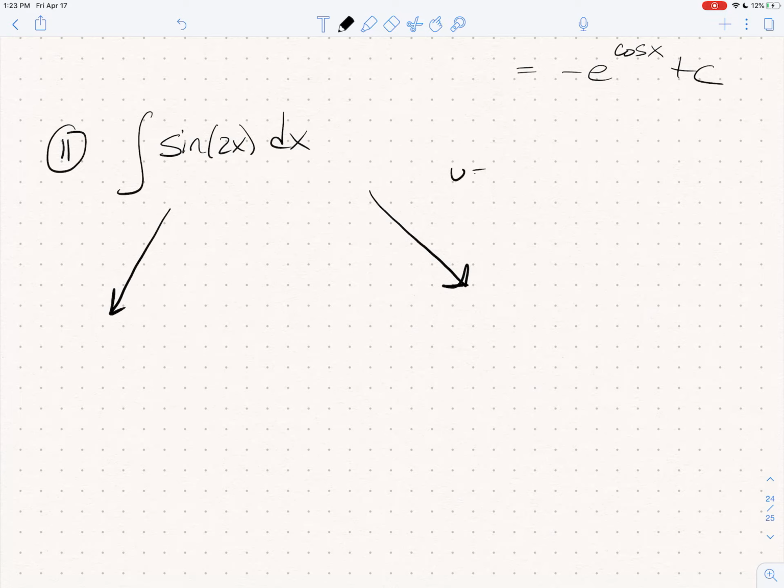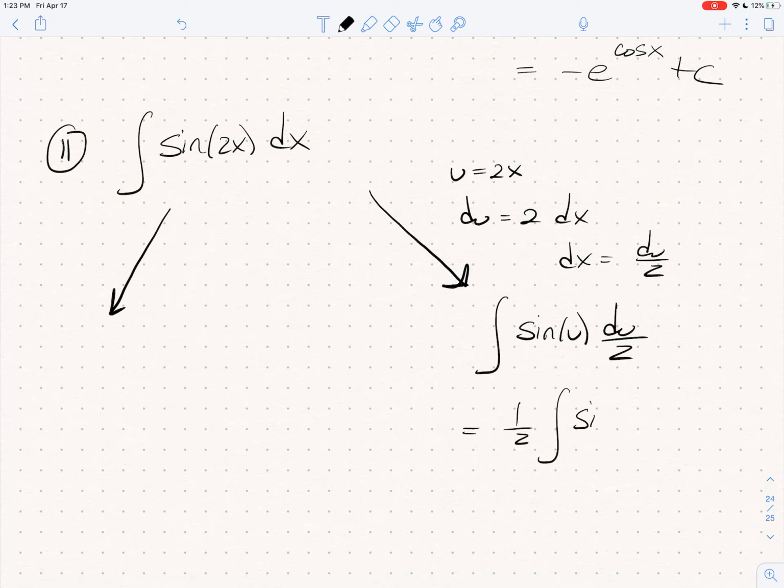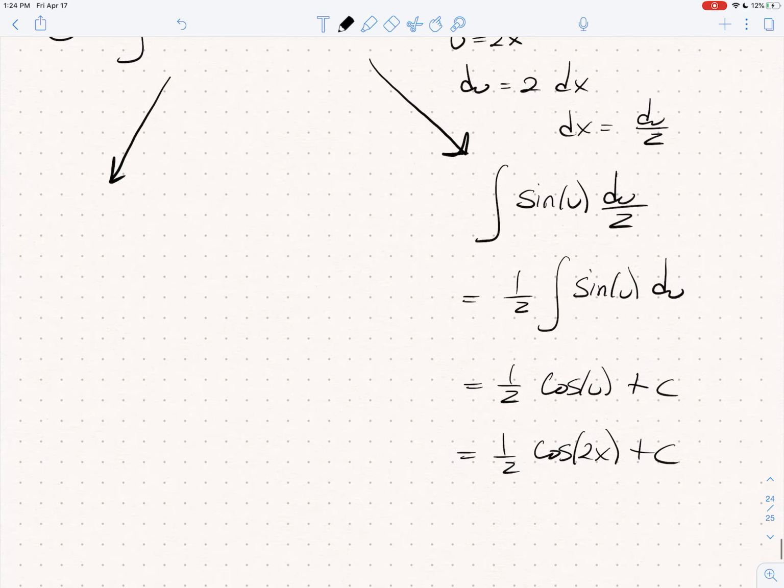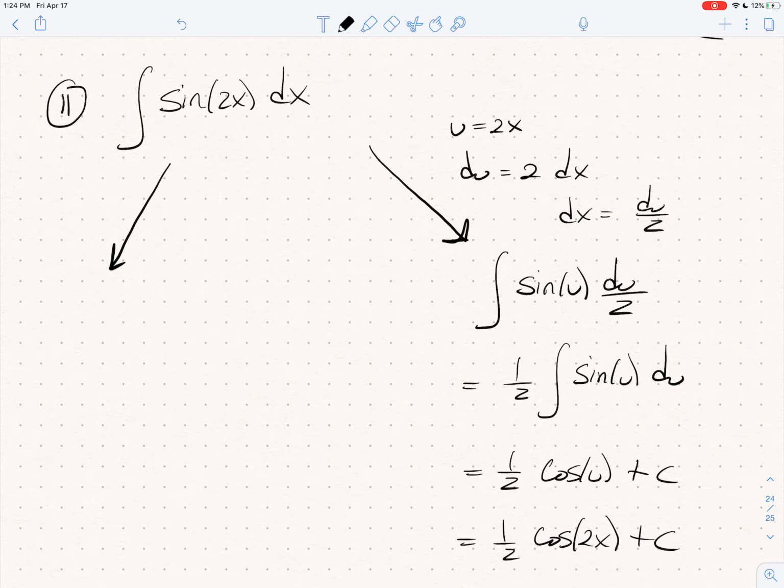I can think about, first off, doing a u substitution and setting u equal to 2x. And so if u is 2x, then my du is just 2 dx, and so dx is du over 2. And so I get the integral of the sine of u times du over 2. That's easy enough. So this is just 1/2 integral the sine of u du, so this is 1/2 cosine of u plus c. So this is 1/2 cosine of 2x plus c. There's my antiderivative right there.